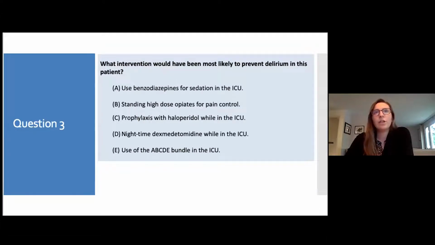The question is, what intervention would have been most likely to prevent delirium in this patient? Is it A, use benzodiazepines for sedation in the ICU, B, standing high-dose opiates for pain control, C, prophylaxis with haloperidol while in the ICU, D, nighttime dexmedetomidine while in the ICU, or E, use of the ABCDE bundle in the ICU. We'll pause for a moment.